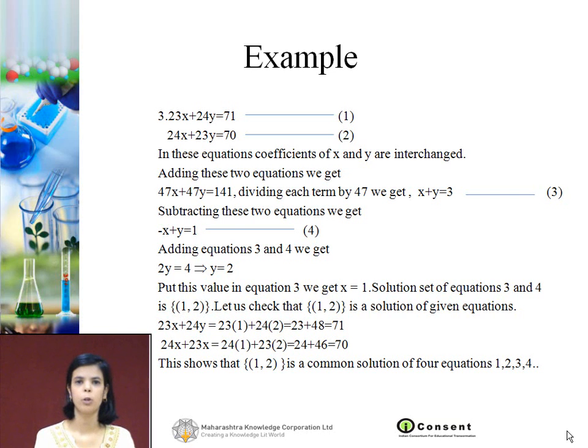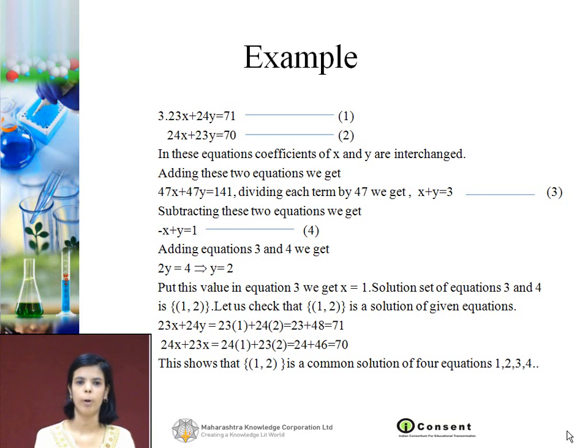If we do the subtraction of equations 1 and 2, we get a new equation, that is minus x plus y is equal to 1, called equation number 4. Now add equation 3 and equation 4, we get 2y is equal to 4, so y is equal to 2. Now plug this value of y is equal to 2 in equation 3, we get x is equal to 1. So the solution set of equations 3 and 4 is (1, 2). Let us check whether (1, 2) is a solution of the given equations.